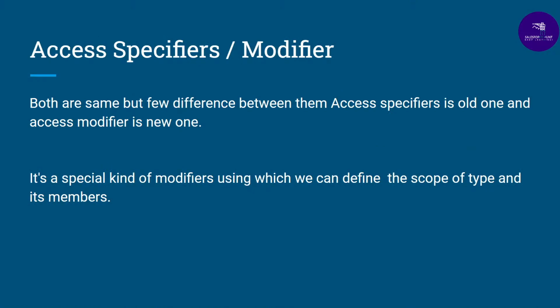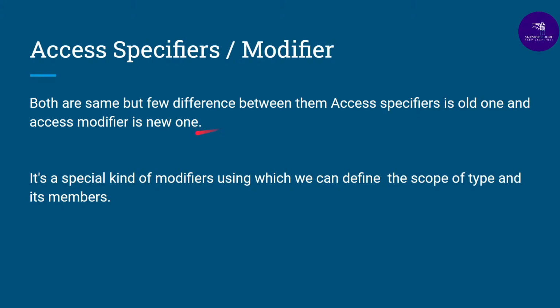So always remember, access specifier is used in C and C++, right? But modifier we use in modern languages, that is Java, Python, C Sharp, like that. So that is called a modifier. That is the difference between access specifier and modifier. Both are the same, but based on the language we use the terminology. Okay, so here you can see the modifier. Both are the same, but with a few differences between them. Access specifier is the old one and access modifier is the new one.